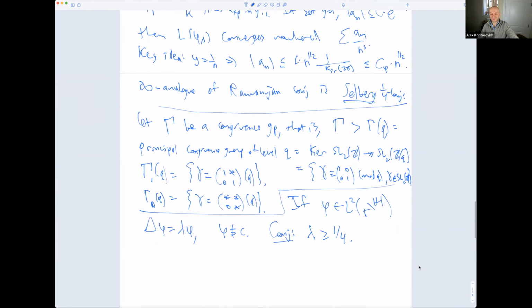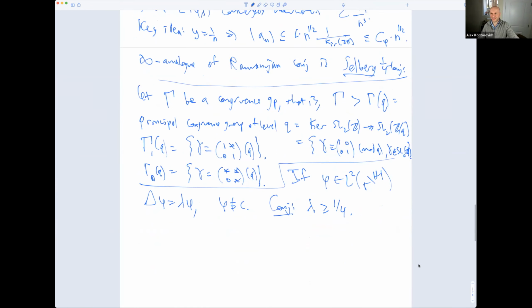That gives a reason to normalize them the way we do. You mean that I put a minus sign here? Yes, not only that, you write the eigenvalue as 1/4 plus something. Yes. In fact, Selberg already observed this. The good normalization is to write lambda as s times 1 minus s. And so the fact that lambda is positive tells us we have two options for s.